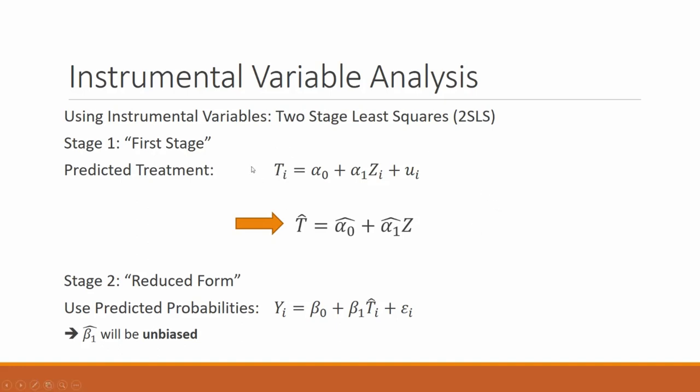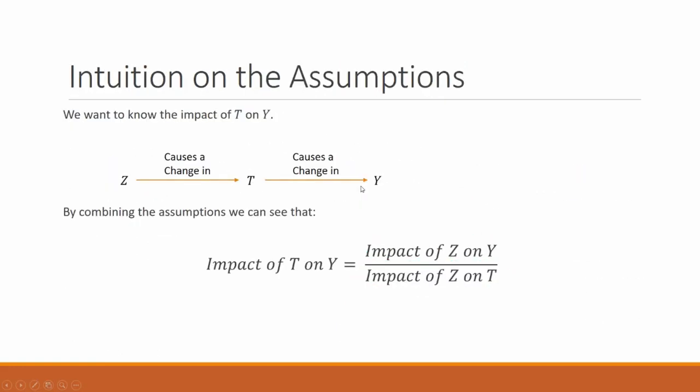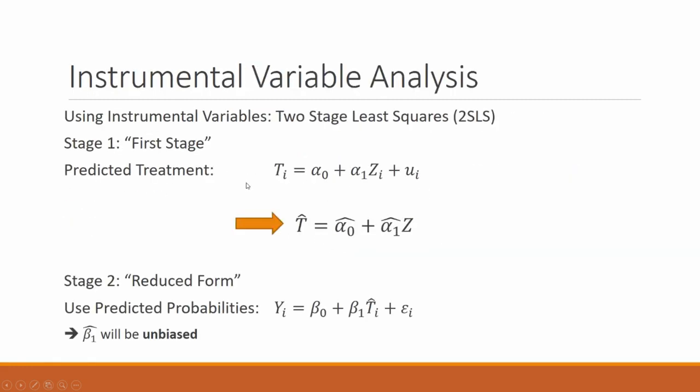And this regression basically captures the first step in that causal chain. So remember, this is our causal chain. We're saying that Z causes an impact on T, T causes an impact on Y. The first stage is capturing this first link in the causal chain. So what we're doing is we run a regression of T on Z. This is meant to capture the impact of Z on T.